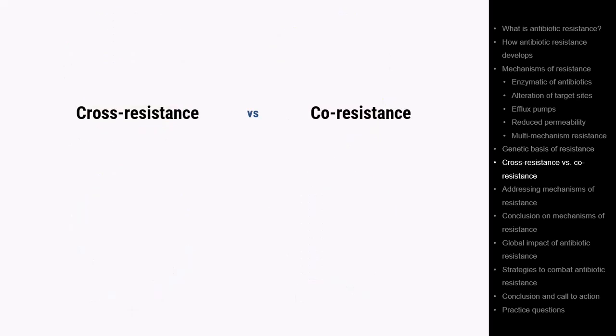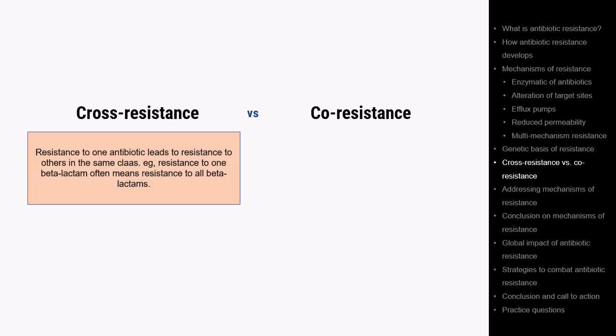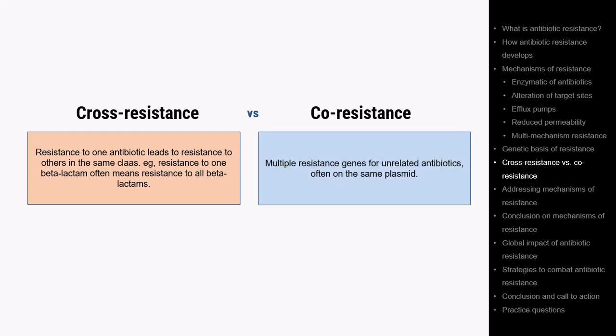It's also important to distinguish between cross-resistance and co-resistance. Cross-resistance means that when bacteria become resistant to one antibiotic, they can become resistant to other antibiotics in the same class. For example, resistance to one beta-lactam often means resistance to all beta-lactams. Co-resistance happens when bacteria acquire resistance to unrelated antibiotics, often due to genes carried on the same plasmid.